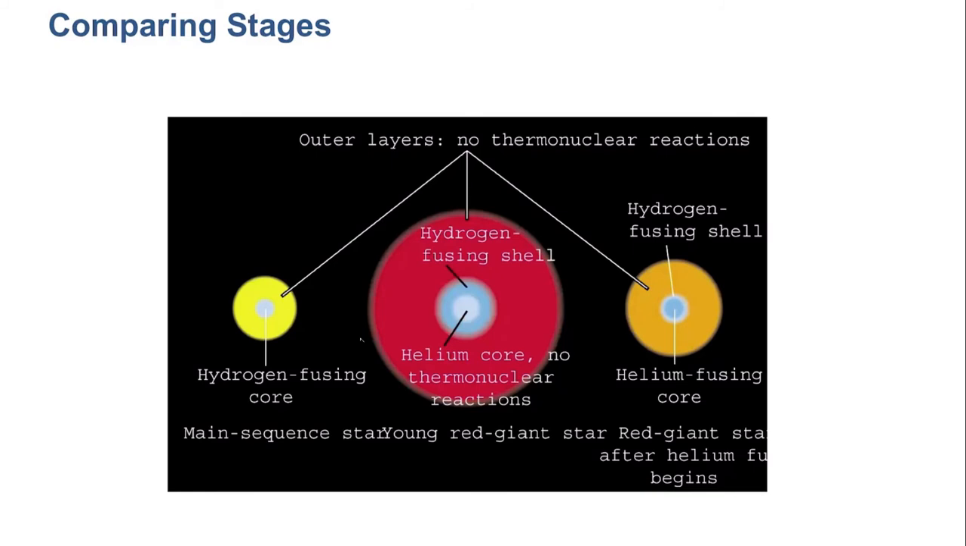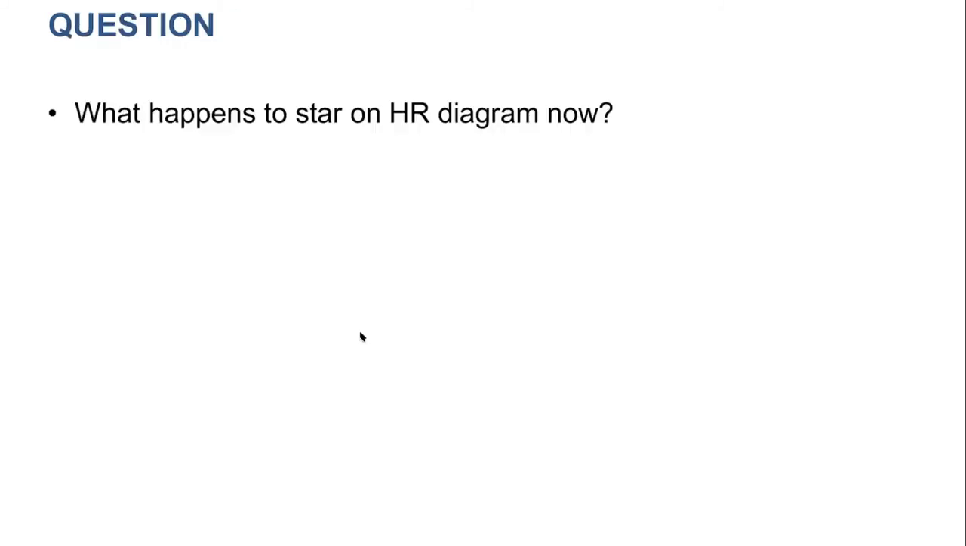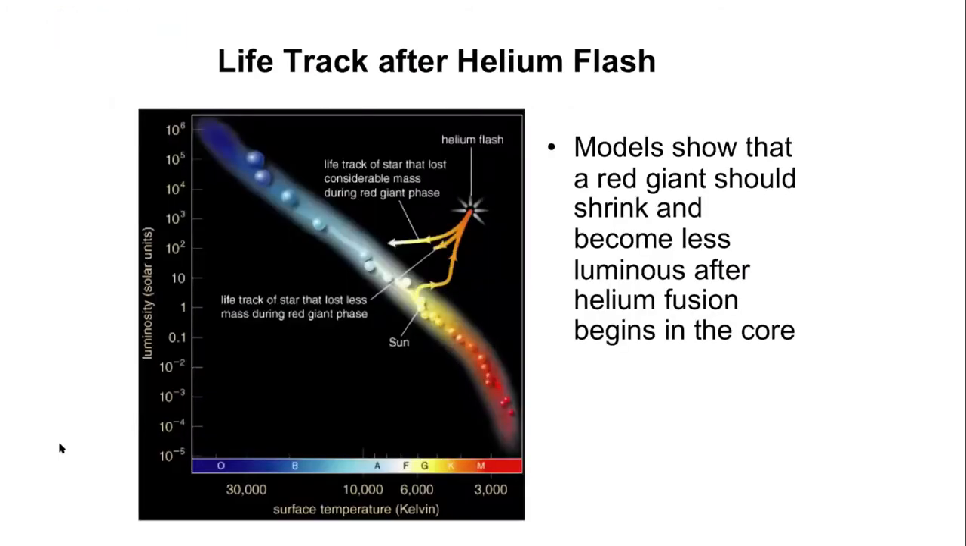And now we're talking about this stage where we're burning helium in the core, and we're burning hydrogen in a shell around that. But this star is going to be smaller and less luminous than the star it evolved from that wasn't yet burning helium in the core. So what happens to the star in the HR diagram? Well, the luminosity is going down. That means that the star is moving down on the HR diagram, and the temperature is going up, which means it has to move back to the left on the HR diagram. So that generally looks like this.